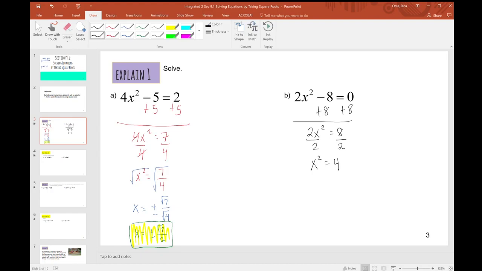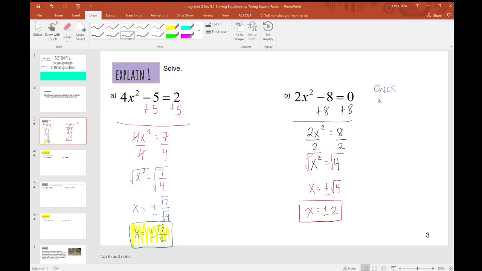And then to get rid of the square, we need to take the square root of both sides. So the square and the square root will cancel out. X equals, and whenever you take the square root of both sides, a plus or minus is always going to appear on the other side of the equation. So it's plus or minus the square root of 4. And as we know, the square root of 4 is 2, so plus or minus 2. So since our answer is a whole number, let me show you how to check your work.